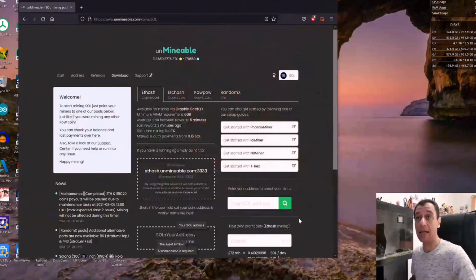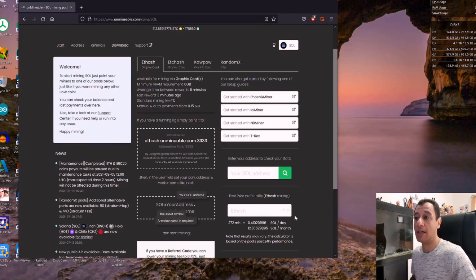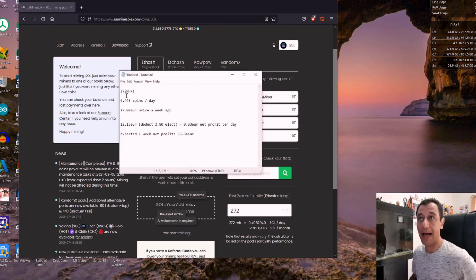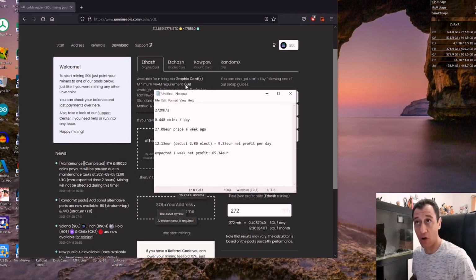If I am to calculate what I actually made, here you can see the unMineable website on the screen. Let's say I were to calculate the ETHash at 272 mega hash, which is what I calculated before. Today it's saying I would make 0.40. Now here I've made a few notes. From my previous video at 272 mega hash mining on the ETHash algorithm, I was supposed to be making 0.448 coins per day.